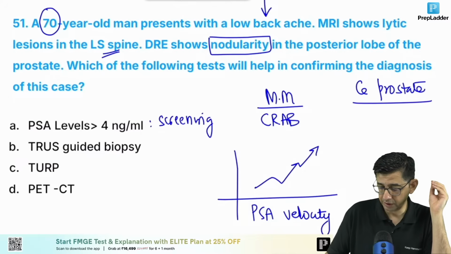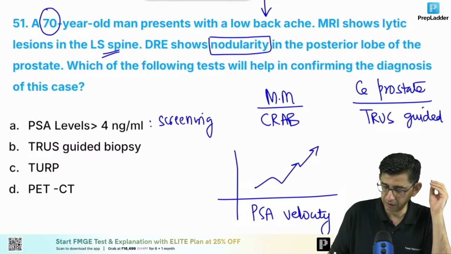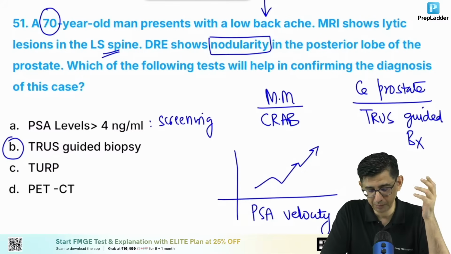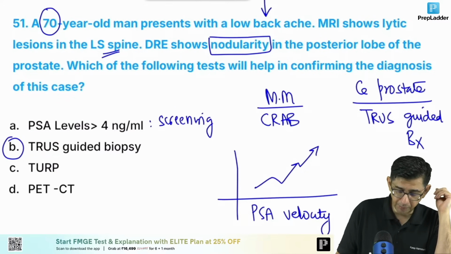For diagnosis of any cancer, you have to go in for a biopsy. It is a transrectal ultrasound guided biopsy that would be done in this case. The correct answer in this case is option number B. And yeah, PET scan or PET CT will be done for distant mets.